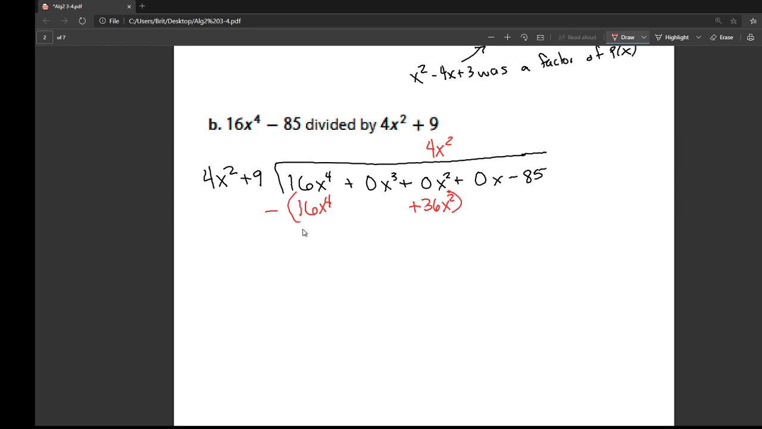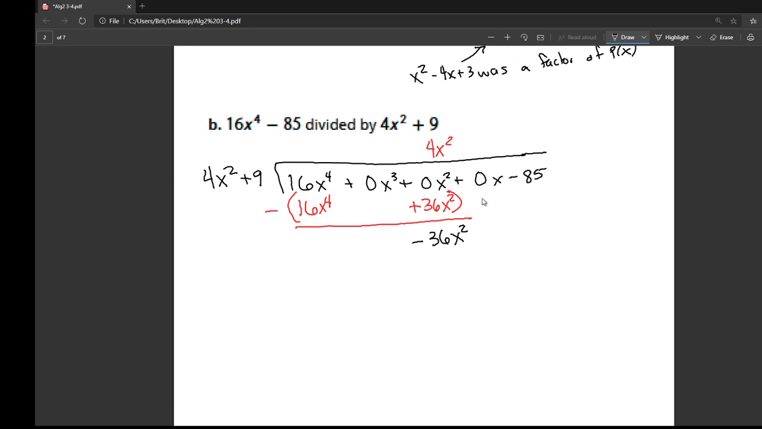Now notice this is a little strange because there was a gap where the x to the third is. That's because there wasn't a linear term here. So if you need to put in a linear term so that you don't freak out about that weird space, you do you. You know what, it's fine. So here this cancels, and then 0 minus 36x squared is negative 36x squared.